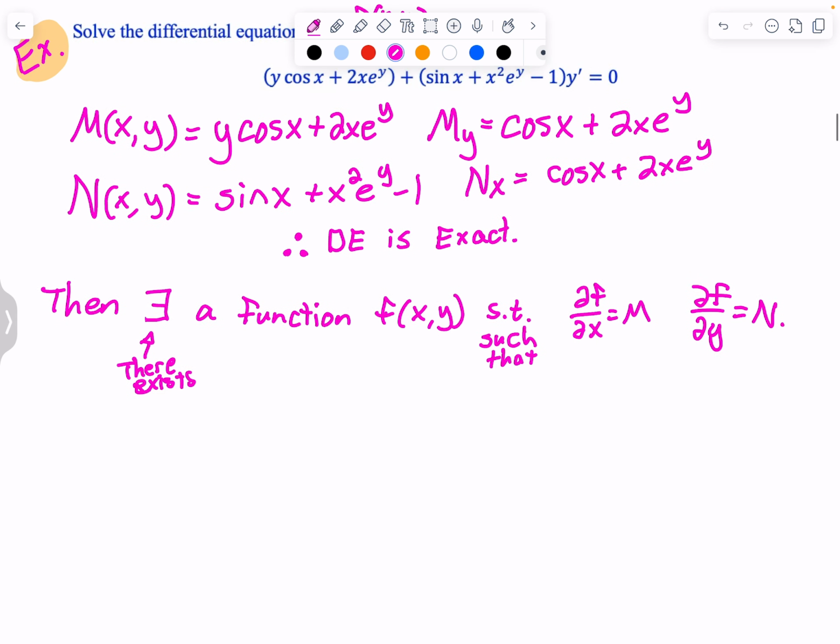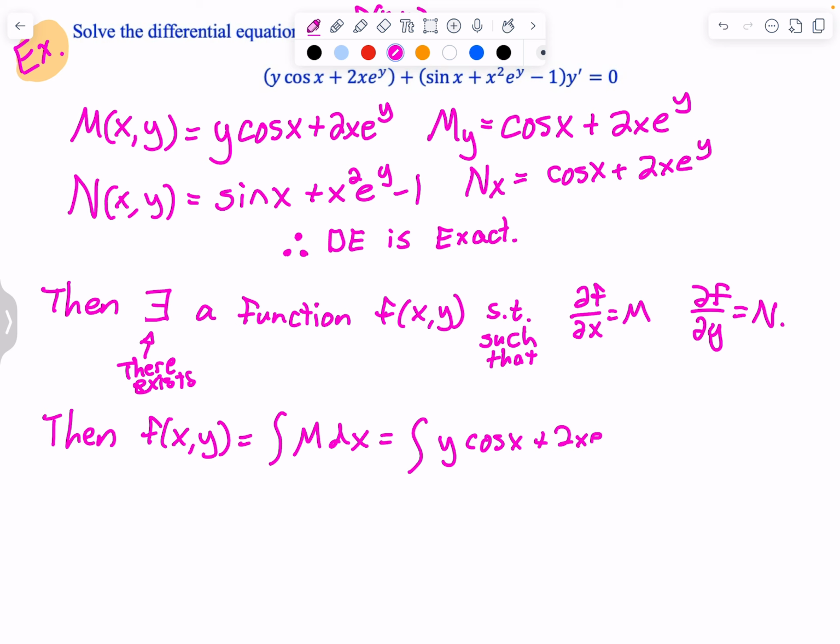Okay, so what that means is I can work backwards from this. I like to write sentences. It's the way formal math goes. So if you don't like doing that, just make sure your stuff makes sense. Then I can actually find this f of xy by taking the integral of M with respect to x. Because if M is a derivative, to go back, I would take an integral. So I'm going to throw M there, y cosine x plus 2xe^y dx.